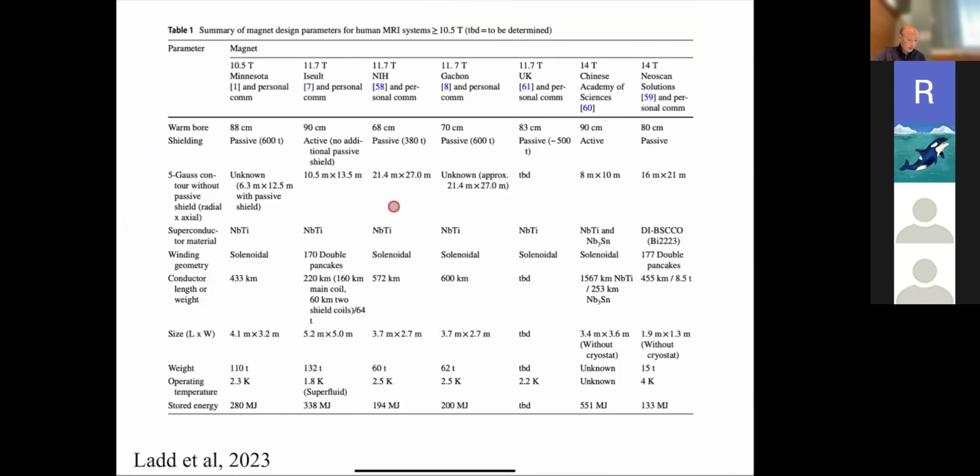The other thing is these are some different magnets from this paper, and what you'll notice are the weights. This one weighs 110 tons, 132 tons, 60 tons, so these are really, really huge things. Okay, so when they build these magnets, or whenever we're installing a new magnet, the main thing we have to worry about is making sure the floor can support it, so it doesn't collapse the floor.